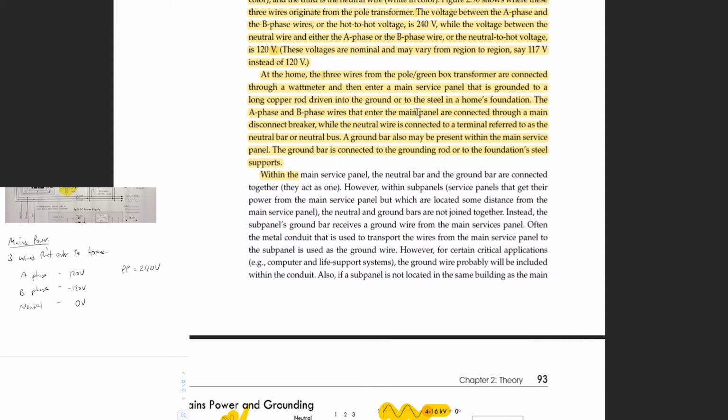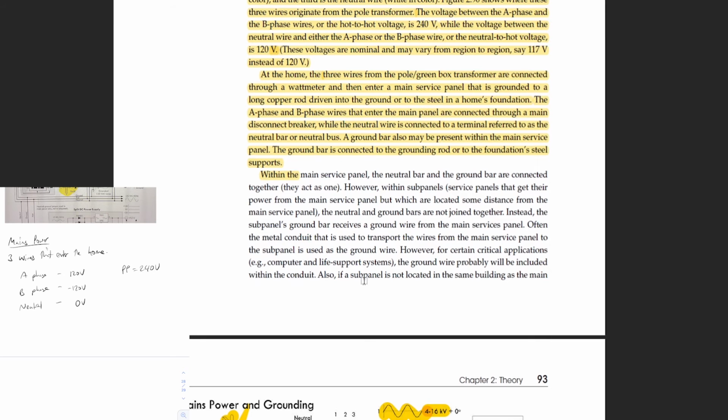Okay. So within the main service panel, the neutral bar and the ground bar are connected together. They act as one, of course, yep. However, within sub-panels, service panels that get their power from the main service panel but which are located some distance from it, so for example if you had a shed at the back of your house, the neutral and ground bars are not joined together. Instead, the sub-panel's ground bar receives a ground wire from the main service panel. Often, the metal conduit that is used to transport the wires from the main service panel to the sub-panel is used as the ground wire. However, for certain critical applications, the ground wire probably will be included within the conduit.